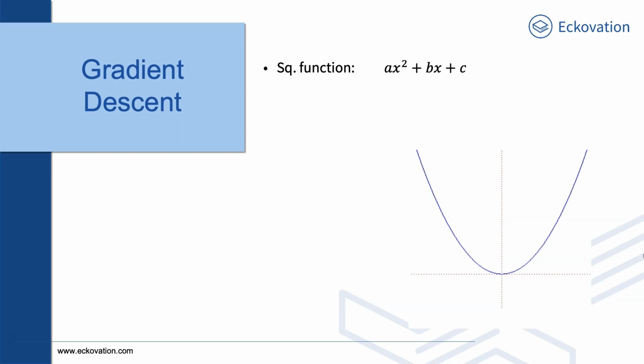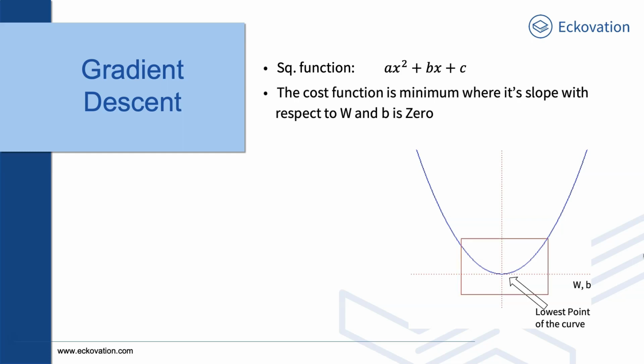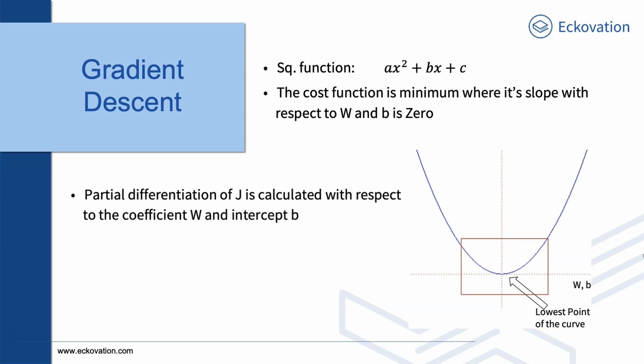We can easily see that the minimum value of any squared function is when the parabola is flat with respect to the x-axis. The laws of calculus dictate that differentiating a function gives its slope at any point. And we know that at minimum cost, the slope has to be 0. So, if we differentiate the cost function with respect to w and b, then equating it to 0 will give us the value of w as well as b.